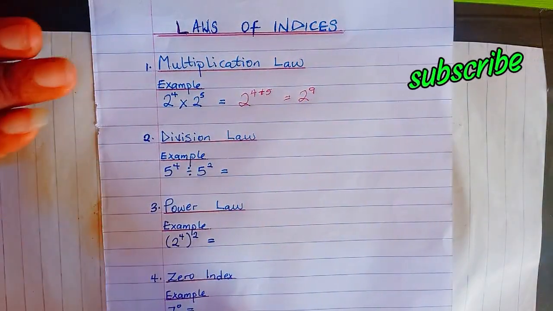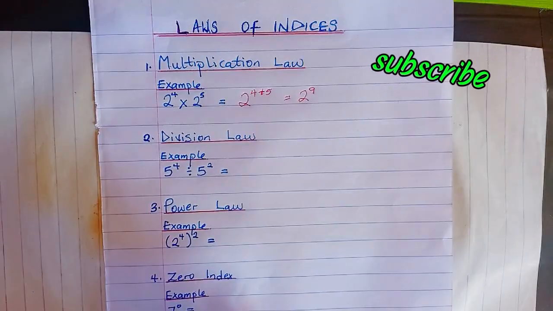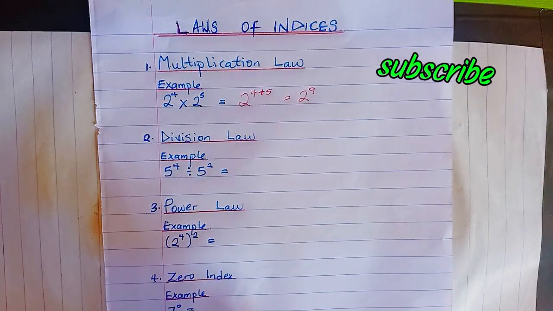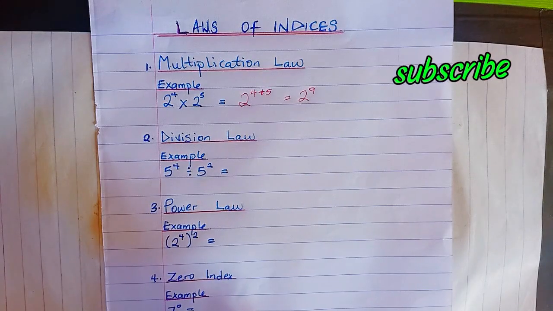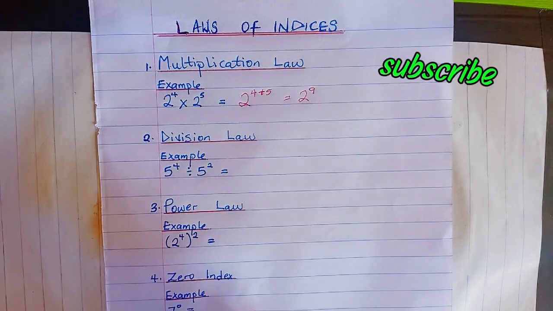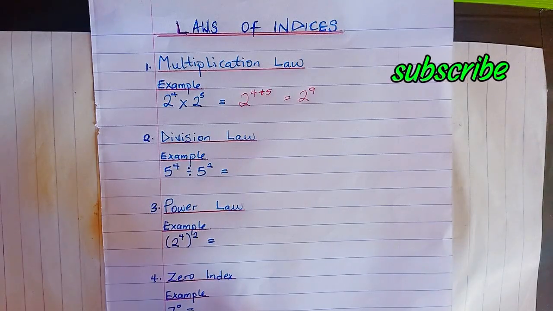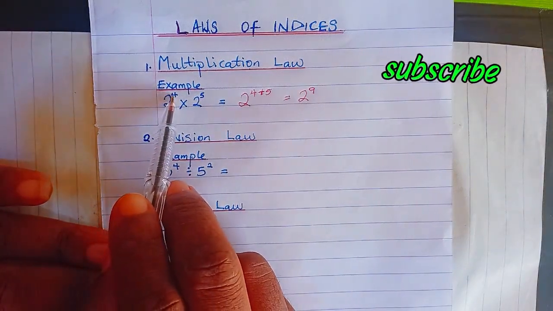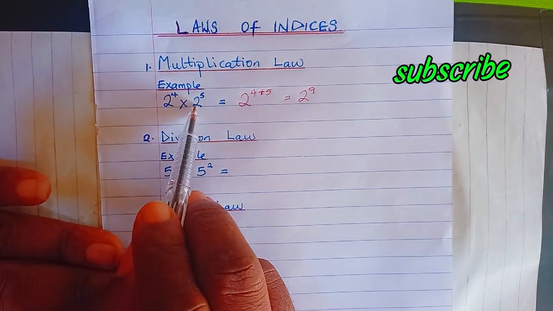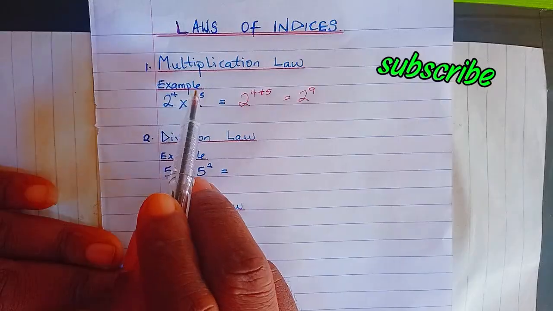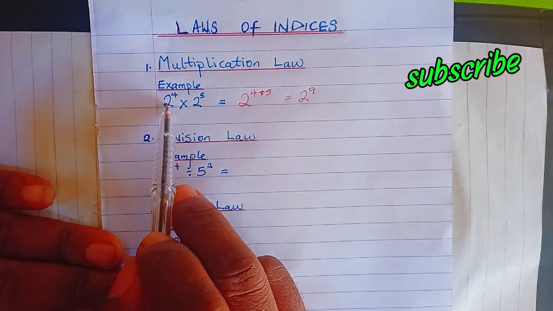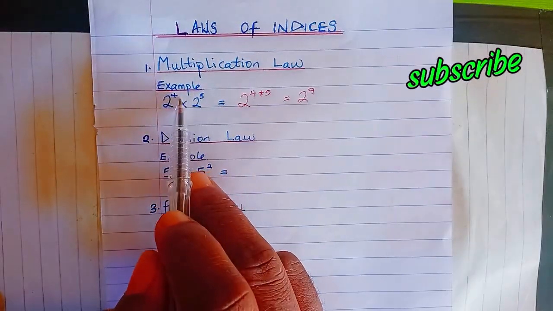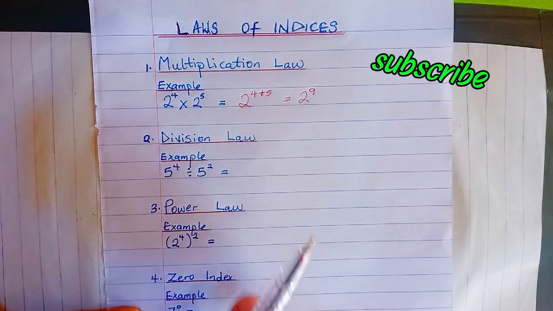So this is for multiplication law. When you are multiplying, once their base are equal or the same, we are going to add their indices. Let's say here we have a raised to power 4 times a raised to power 5. For the fact that here is a and here is a, you are going to add their indices.